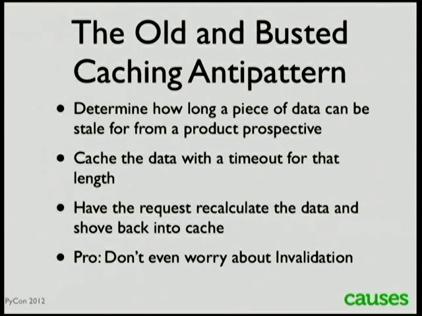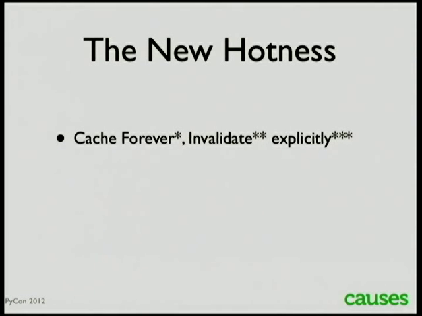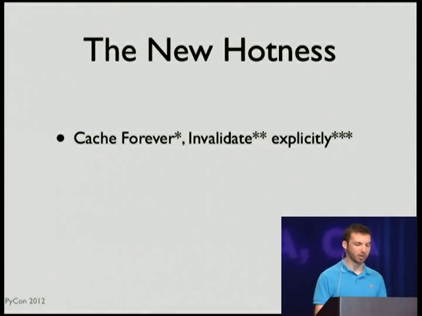So we have great tools for this. We have cron. We have all kinds of better, shiny, new widgets that will do things in time series for you. So this is not the way to do it. Instead, we're going to try and use the new hotness, where you cache forever and invalidate explicitly.